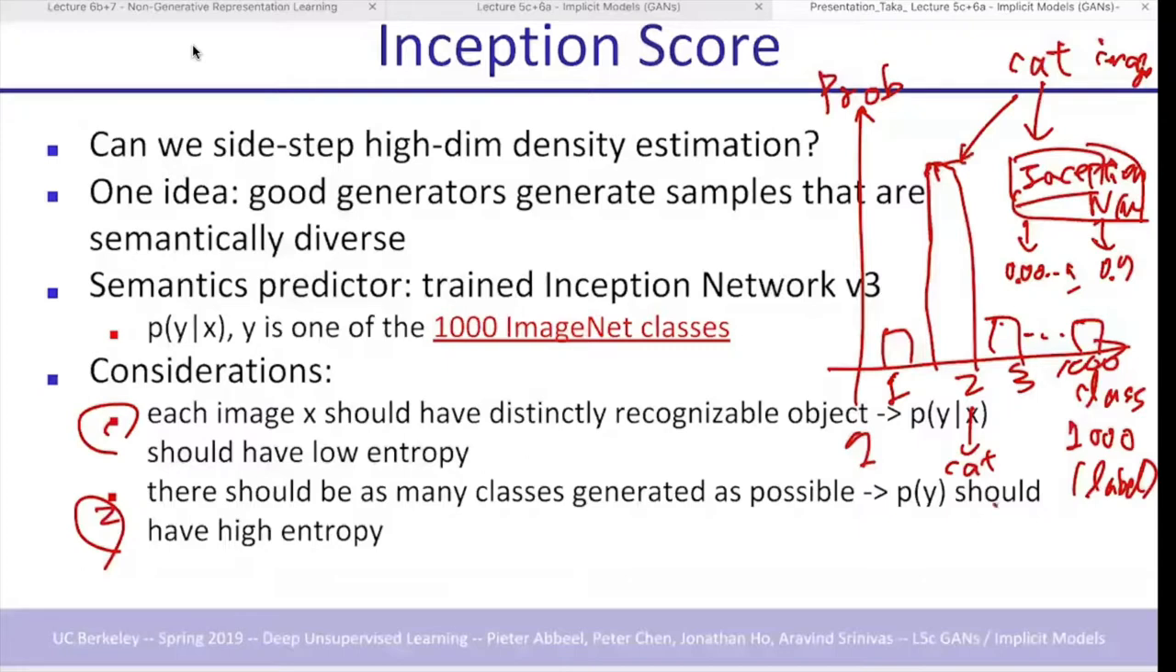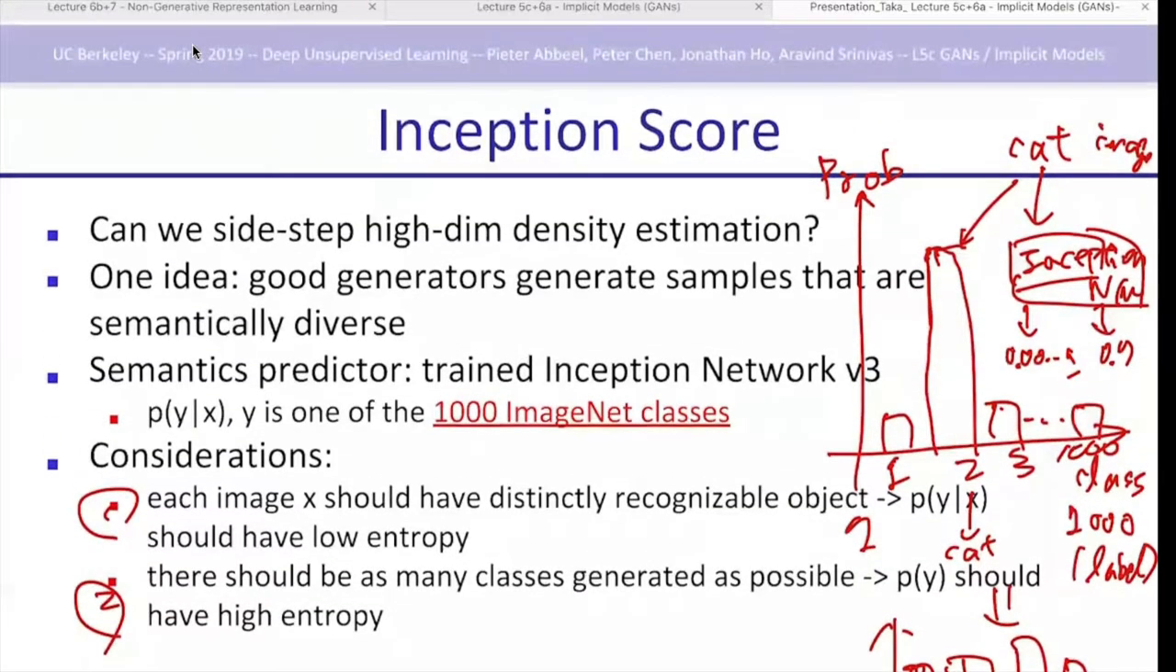Let's think of the opposite case. If we get a softmax score that is evenly distributed across classes 1, 2, 3, 4, it means the inception network is less confident in asserting that this is a cat image, rather than an image of a hare or a pet. That is not good, because the GAN may have failed to generate a real-looking image. So this is the first principle.